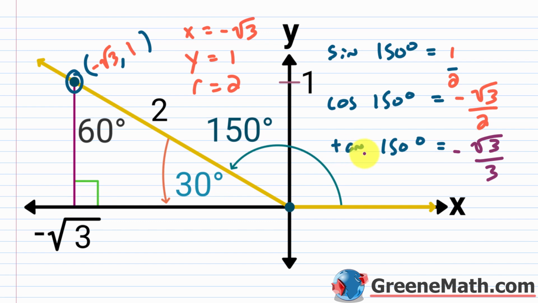Then when we think about the tangent of 150 degrees, again, in quadrant 2, you're going to be negative for your tangent value, so you have to take your tangent of 30 degrees, which is square root of 3 over 3, and then slap the negative on there to get your answer here. So let's go ahead and take a look at some examples.